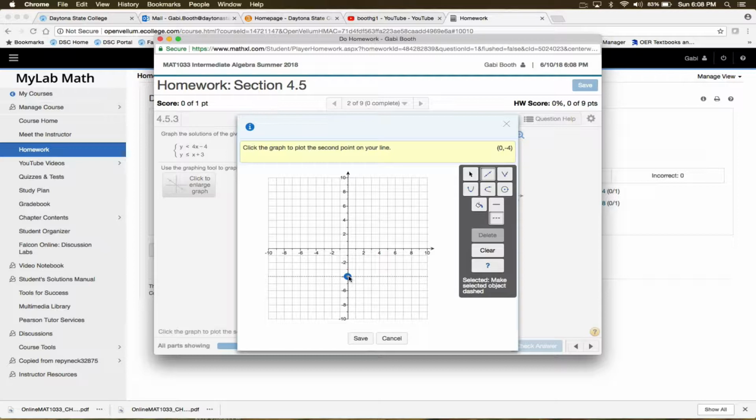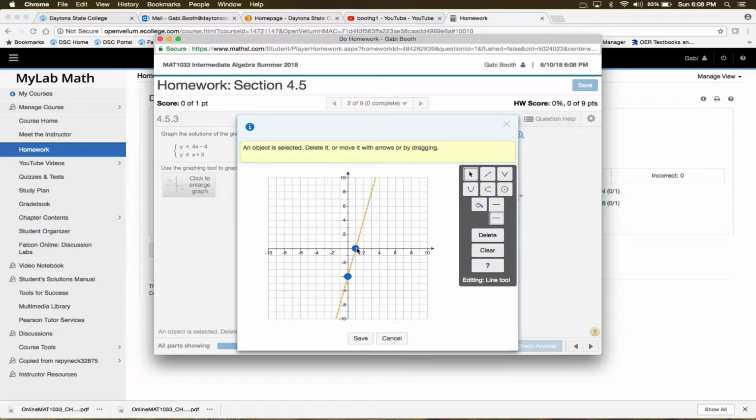So I make my first point, then my slope is 4, mx plus b. So m is the number in front of the x, which is 4 over 1, rise over run. So I'm going to go up 4 units, 1, 2, 3, 4, and over 1. And that's where I get my second point. Press enter again, and off we go. So this would be the first inequality. I'm going to shade later.